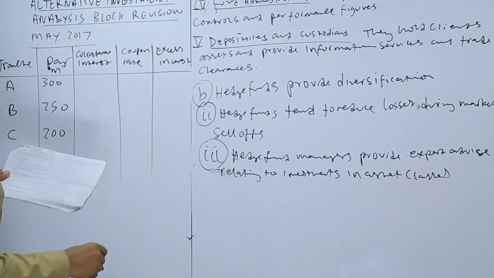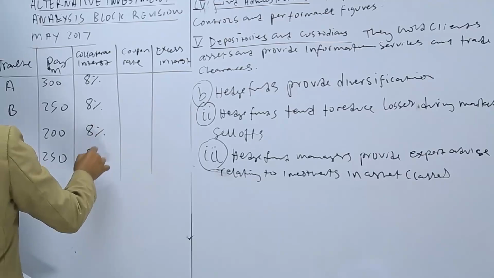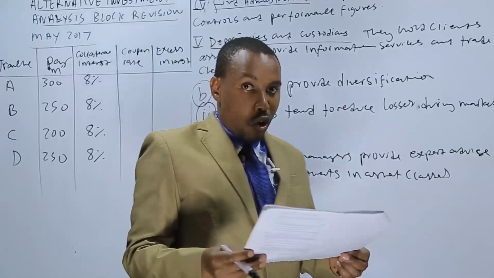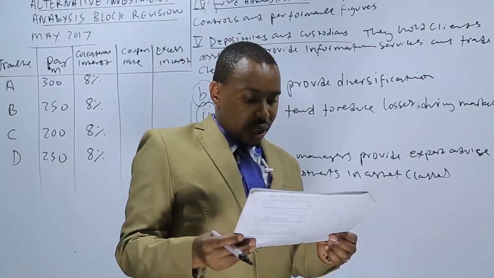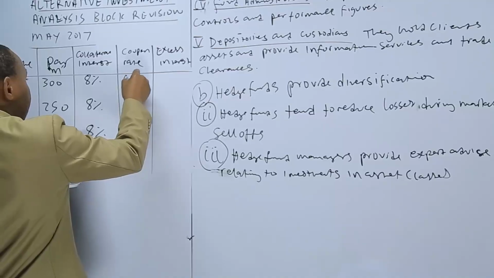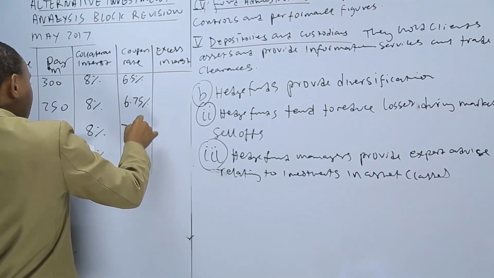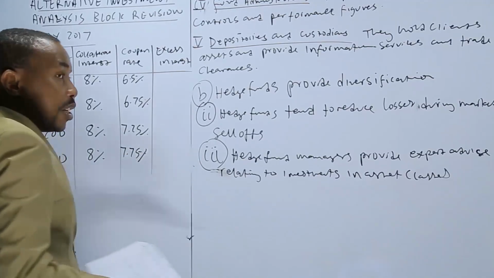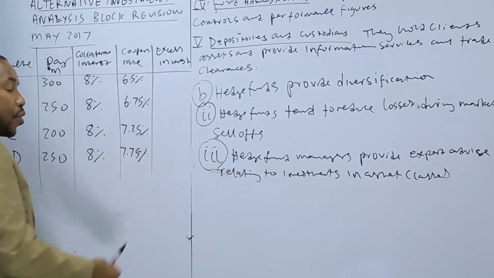The collateral interest, we have got 8%, 8%, 8%, 8%. That is what we've already been given by the examiner. You can see at the beginning of part D, it says that the following information relates to a collateralized mortgage obligation CMO structure backed by an 8% collateral. The coupon rates have also been given: 6.5%, 6.75%, 7.25%, and 7.75%. So in terms of trying to get the excess interest, it is the difference between the collateral interest and the coupon rate right over there.